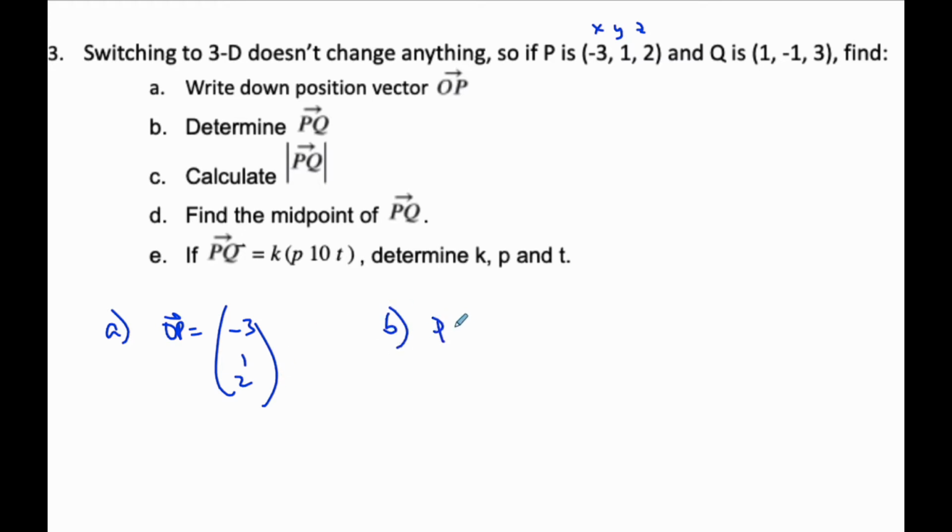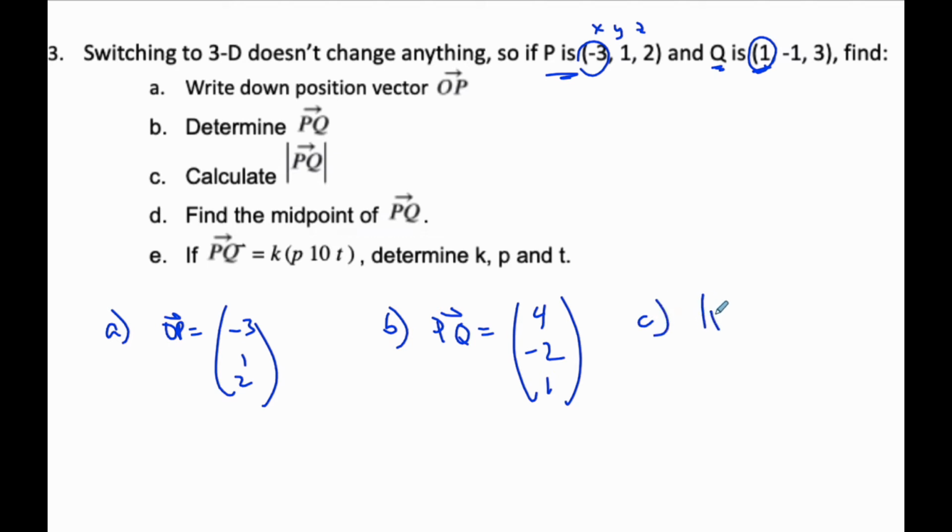If I want to calculate PQ vector, again, I'm going to go the head, Q, minus P. So let's start out with the x's. 1, subtract a -3 is going to be 4. -1, subtract 1 is going to be -2. And 3, subtract 2 is going to be 1. There is our vector PQ.